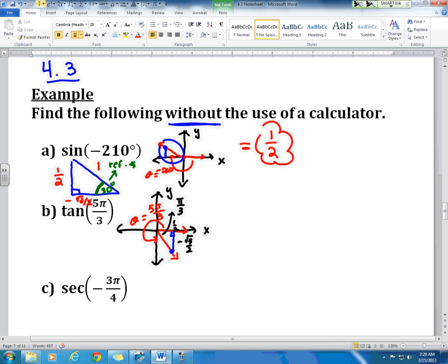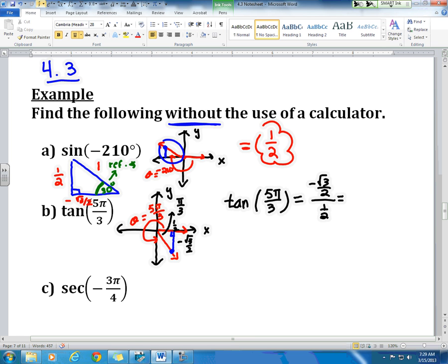And if we want to do tangent, remember, of 5 pi over 3, that's going to be the y-axis value over the x-axis value as long as we're working with that hypotenuse of 1, although that's the case in all scenarios. So that'll be negative radical 3 over 2 over 1/2.